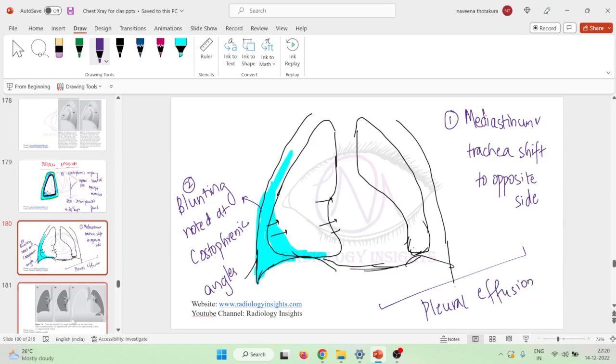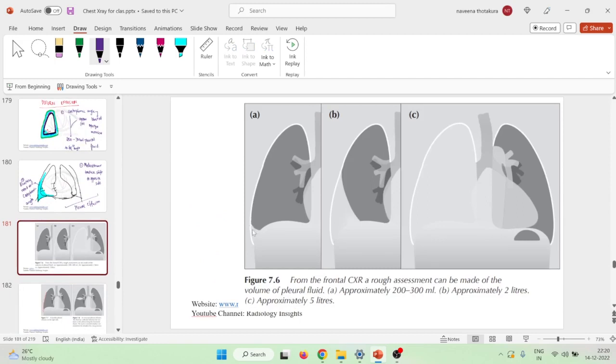Okay. So if you see in the beginning, this is a very small volume of pleural fluid. This is almost 200 to 300 ml of pleural fluid present in the pleural space, which is almost a moderate pleural effusion. And here, this is so massive, at least 2 liters of pleural fluid is present. Here it's almost 5 liters, or the entire lung field is filled with pleural fluid, and this is pushing the heart and mediastinum to the opposite side.